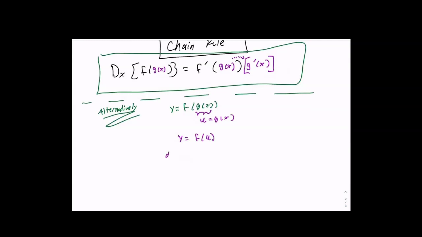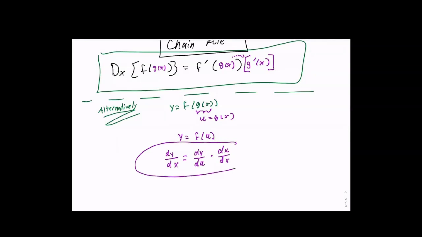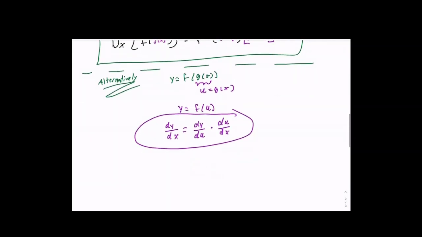And if we want to find the derivative of y with respect to x, the derivative of y with respect to x would be the derivative of y with respect to u times the derivative of u with respect to x. So this is another version of the chain rule. It says that if I have a function as a function of u, and I want to find a derivative with respect to x, it's dy du times du dx.